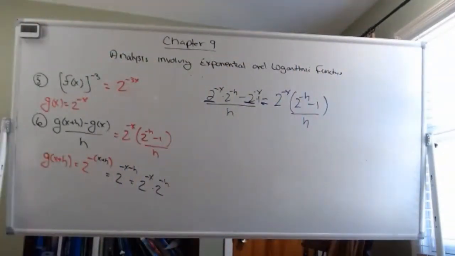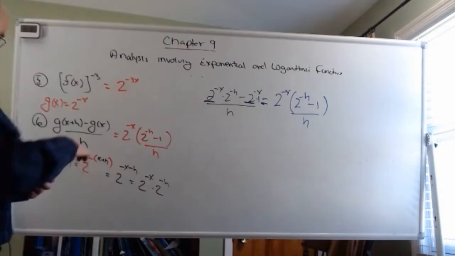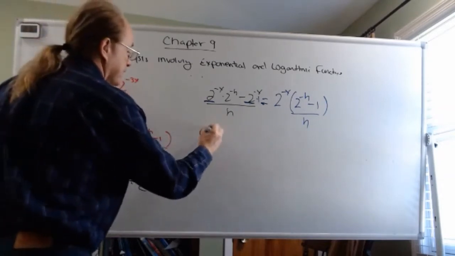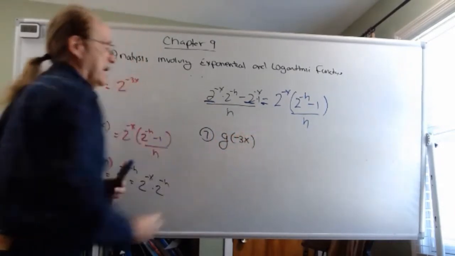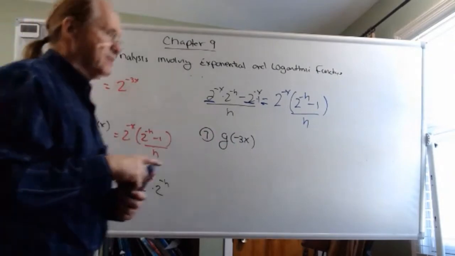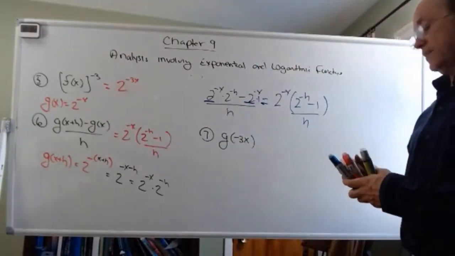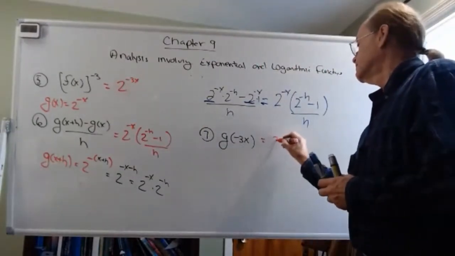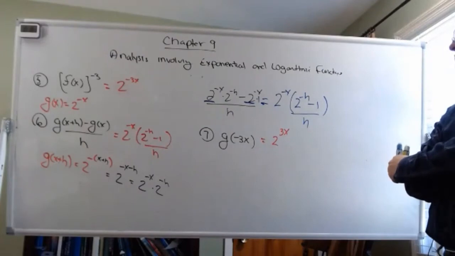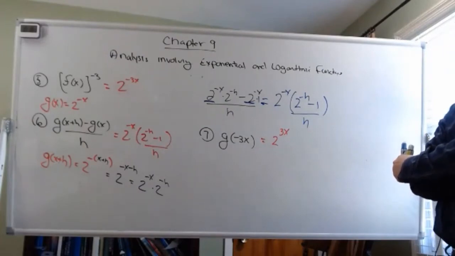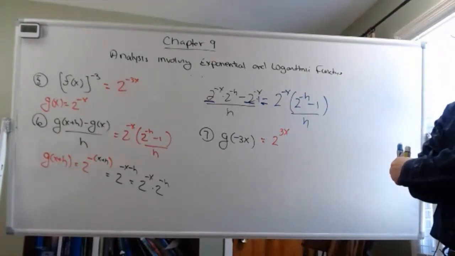And there's a number of different things that you can do. Try one more over here. Here's number 7. And let's try g of negative 3x. Can you find what g of negative 3x is equal to? We know what our g of x looks like. Tell me g of negative 3x. So you get 2 to the positive 3x. Anybody want to see how I did that?